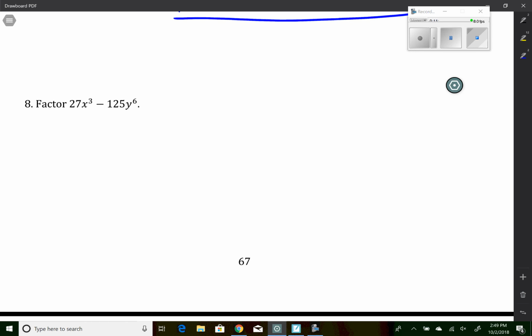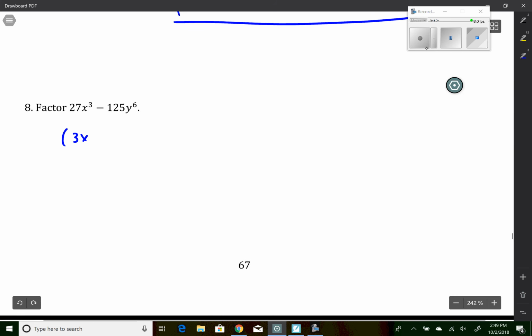Factor this expression. Difference of two perfect cubes. 3x minus 5y squared, 9x squared plus 15xy squared plus 25y to the fourth. Where did I get that? What multiplies by itself 3 times to make 27x cubed? That's 3x. What multiplies by itself 3 times to make 125y to the sixth?